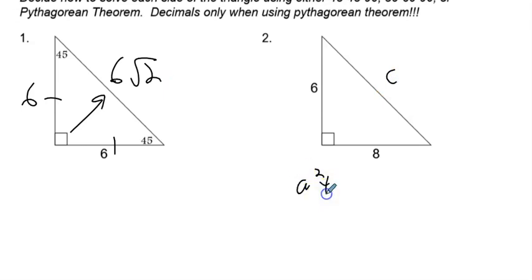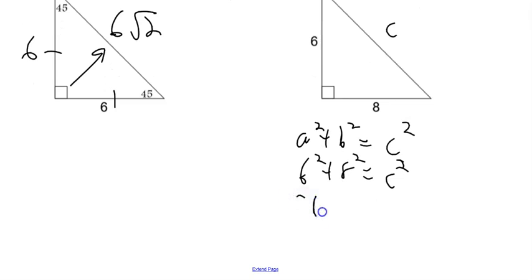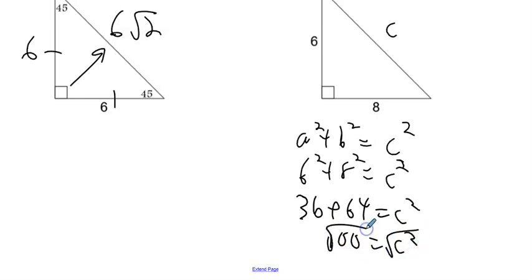So we do a squared plus b squared equals c squared. We plug in 6 here, we plug in 8 here, and we don't know c yet. So 6 squared is 36. 8 squared is 64 equals c squared. So that adds up to 100. And when you square root both sides, you get c is 10. And that makes sense, again, because remember, the hypotenuse is the longest side. You should always ask yourself, if you get a number that's smaller than the two legs, you made a mistake.